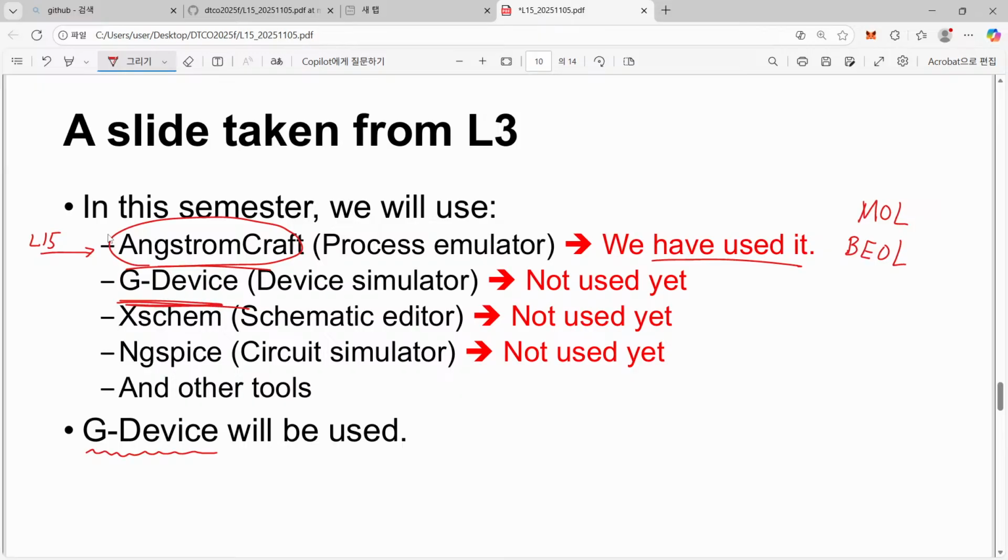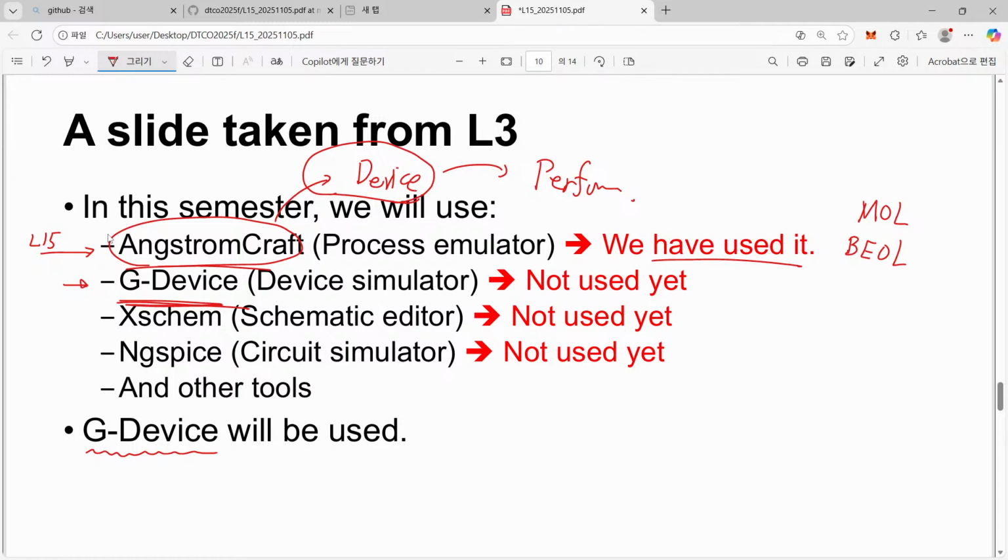So now we will introduce our second code, G-device, and this one is specialized to predict and calculate the electrical performance of a given structure. Simply speaking, if you change your process emulation, then you will have a slightly different device structure. Then with a slightly different device structure, you will have slightly different electrical performance.